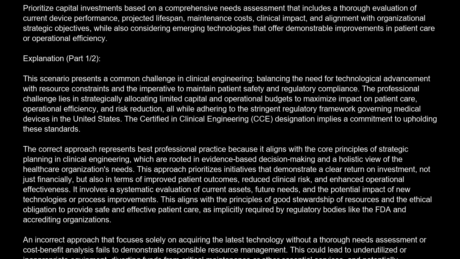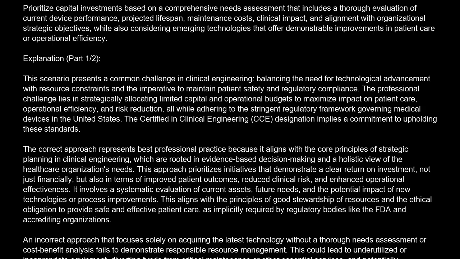The correct answer is A. Prioritize capital investments based on a comprehensive needs assessment that includes a thorough evaluation of current device performance, projected lifespan, maintenance costs, clinical impact, and alignment with organizational strategic objectives, while also considering emerging technologies that offer demonstrable improvements in patient care or operational efficiency.